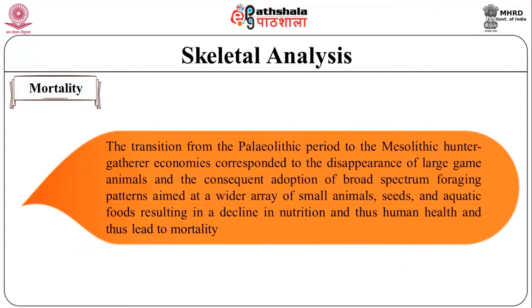The transition from the Paleolithic period to the Mesolithic hunter-gatherer economies corresponded to the disappearance of the large game animals and the consequent adoption of broad-spectrum foraging patterns aimed at a wider array of small animals, seeds and aquatic food, resulting in a decline in nutrition and thus human health, which led to higher mortality, according to the study done by Galor and Moav in 2007.